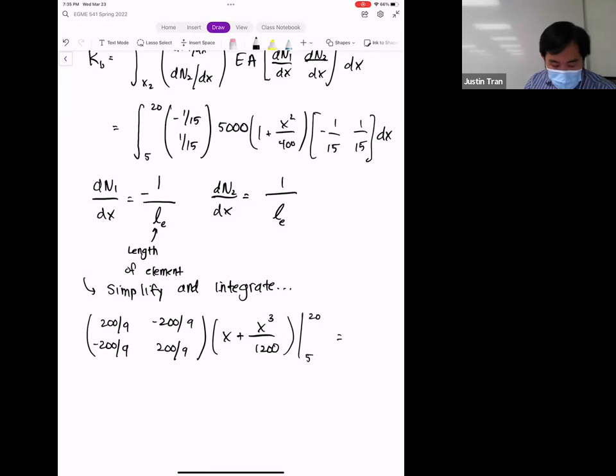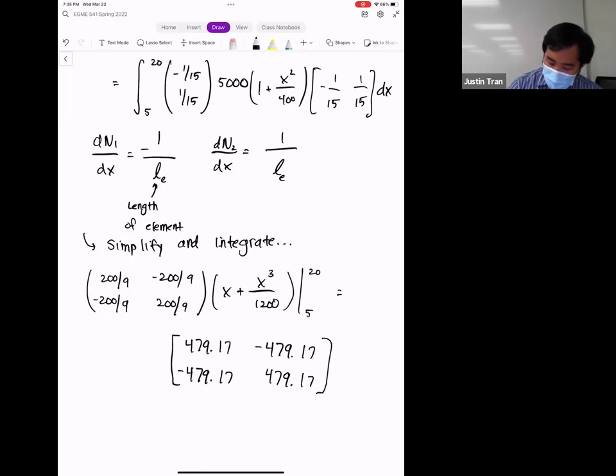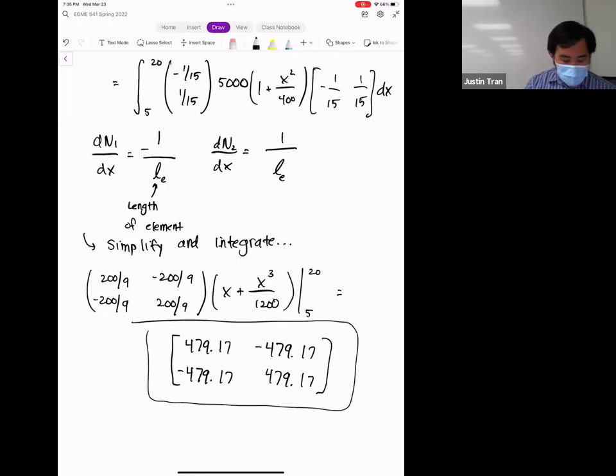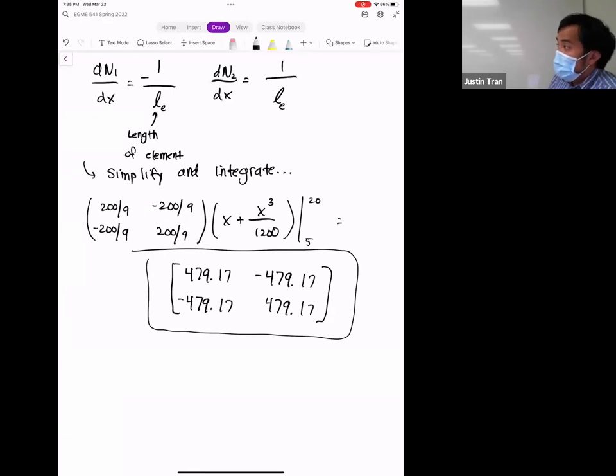If we plug in those integration bounds and perform the arithmetic, that integration is just going to end up being a multiplying constant throughout. And if we apply that, we get 479.17, minus 479.17, minus 479.17, and 479.17. So there's our element stiffness matrix for element B.